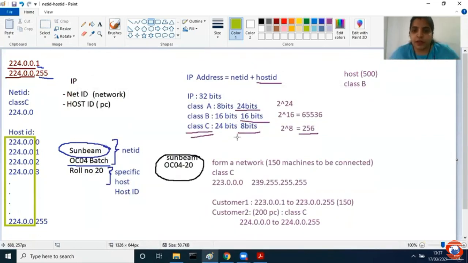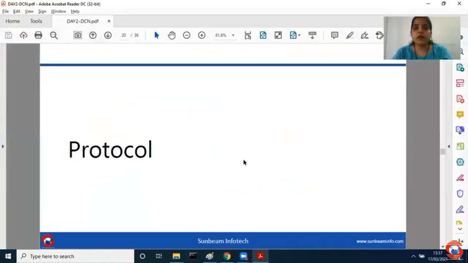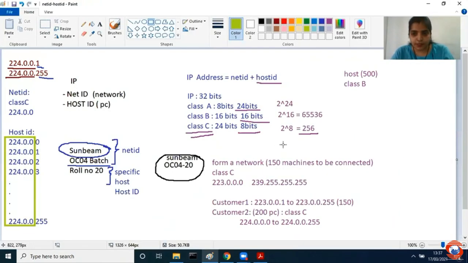All right, good. So this was about the IP addresses. We will see something called as protocol now. Just give me a moment.